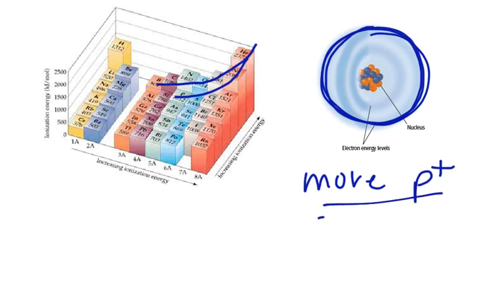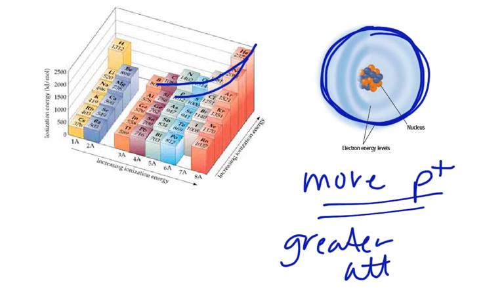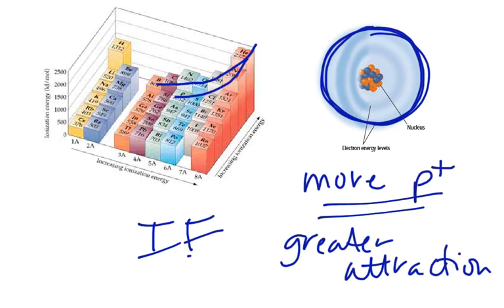So we're trying to find the idea that there's more protons, that's going to get a greater attraction, and therefore larger ionization energy, which is the energy it takes to remove one of those electrons. Now this is all just, we know that positives and negatives attract each other. And if you get more and more positives, you can have a greater attraction for those negatives.